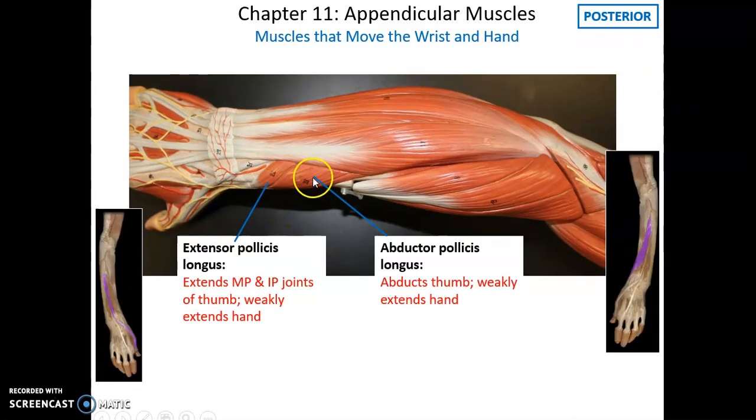Then we have these small muscles, extensor pollicis longus, which goes to the thumb and helps to extend the thumb and also can weakly extend the hand. And then abductor pollicis longus, also going to the thumb, and it can abduct the thumb and weakly extend the hand. So extensor pollicis longus can extend the thumb. Abductor pollicis longus can abduct the thumb. And that is it for this part of Chapter 11.